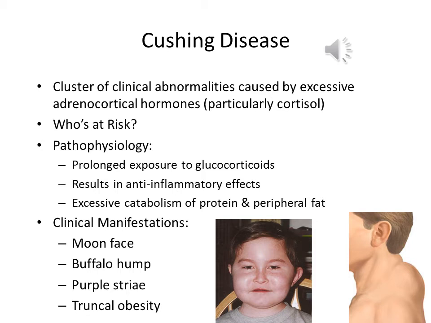Caused by adrenal tumors, adrenal hyperplasia, or the ectopic production of ACTH from a tumor. Who's most at risk? Women ages 20 to 40. Primary cause is benign or malignant adrenal tumors, which stimulates an increased production of cortisol. Secondary, disorders of the pituitary or hypothalamus, which causes an increased release of ACTH.